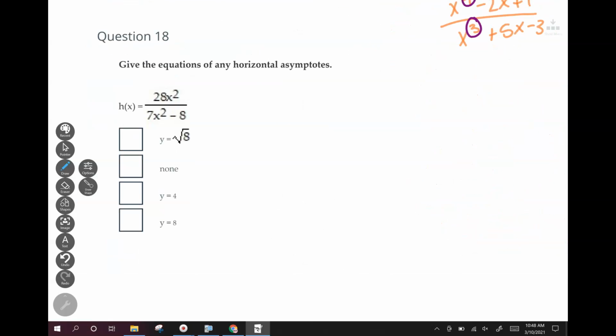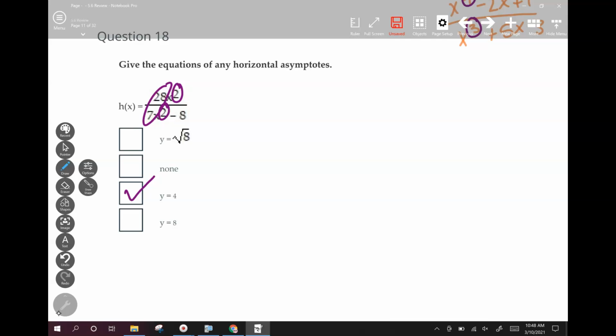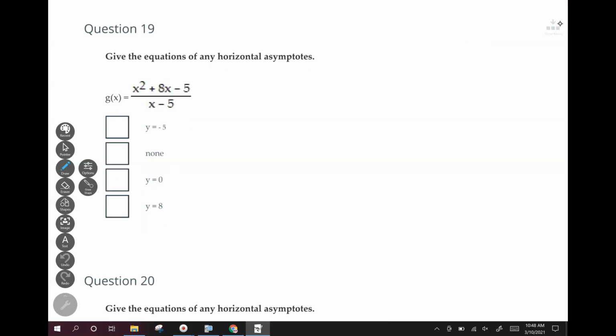All right, this one, our degrees are equal, so we simply take 28 divided by 7, we get 4. Y equals 4. That's it. That is it for horizontal asymptotes. And this is our case number 3, where the numerator degree is greater than the denominator. In this case, you want to use division.